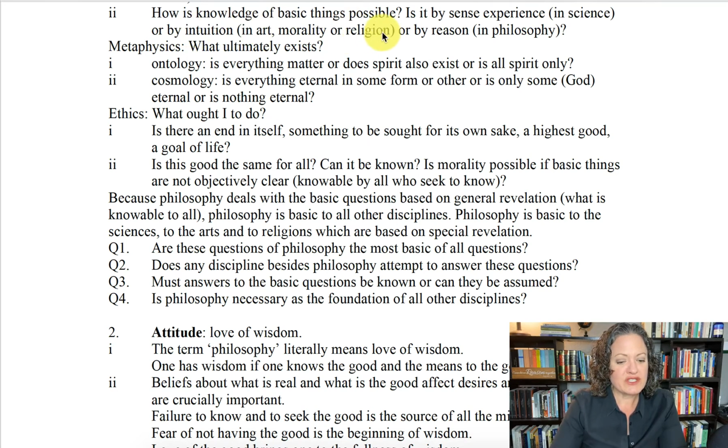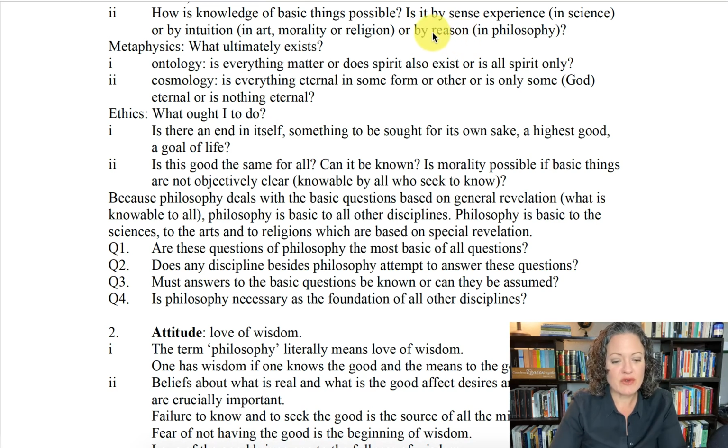What about religion? Maybe we should just go with what we feel is true in terms of metaphysics. I just know deep down inside that there is a God. Is that good enough? What about people who don't have that deep down inside feeling? So remember, we're asking, how is knowledge of basic things possible? Is it by science? Is it by religion? Is it by reason?